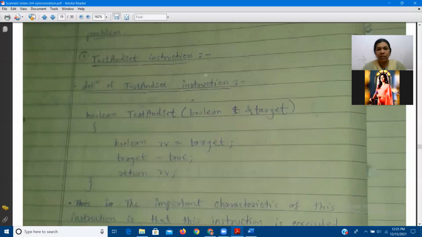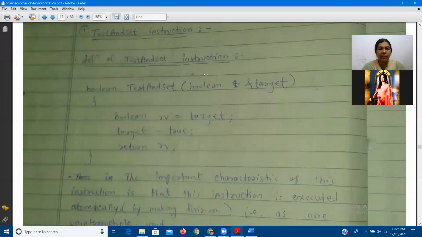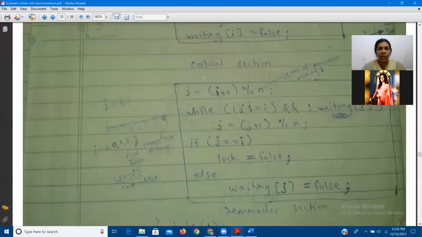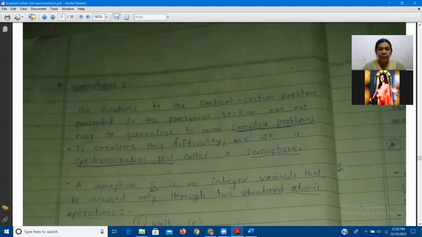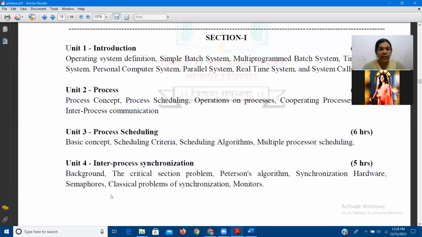So till now we discussed Peterson's algorithms, three solutions, and after that we discussed synchronization hardware, two solutions, one with the help of the test and set instruction and another with the help of the swap instruction, right? Now we'll proceed to the next point from the syllabus, and the next point is semaphore, right? So after synchronization hardware, semaphores are there. Right now we are discussing semaphore, and then we'll discuss the last two points, that is classical problems of synchronization and monitors. Again, this semaphore is also one of the critical section problem solutions.